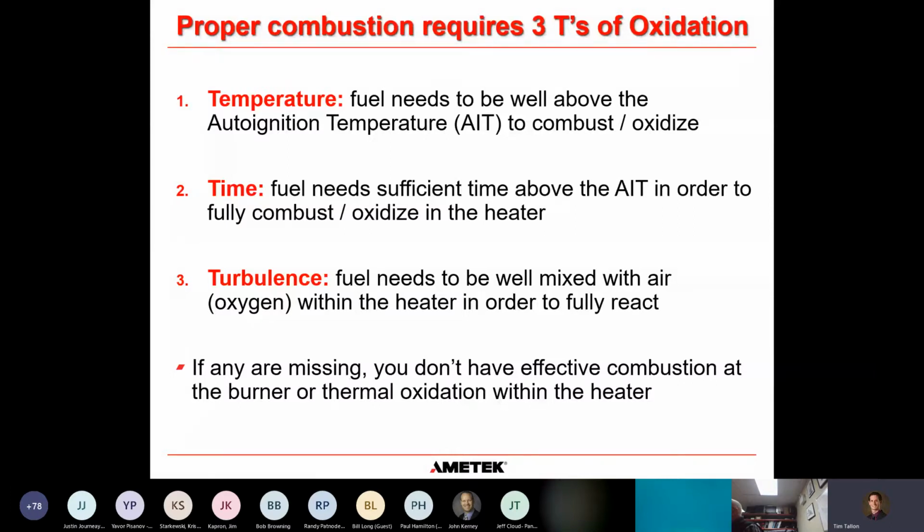So what do you design for when you design a combustion system? When you design a combustion system, and not just for a flame, the first thing you need to think about is fuel. The fuel needs to be well above the auto ignition temperature to combust or oxidize. Now, if a burner is operating, it's already at temperature. You had the spark. It's already feeding itself in the combustion reaction. But in a fuel out condition, temperature is something you have to think about. The fuel needs to be well above the auto ignition temperature in order to combust and oxidize.